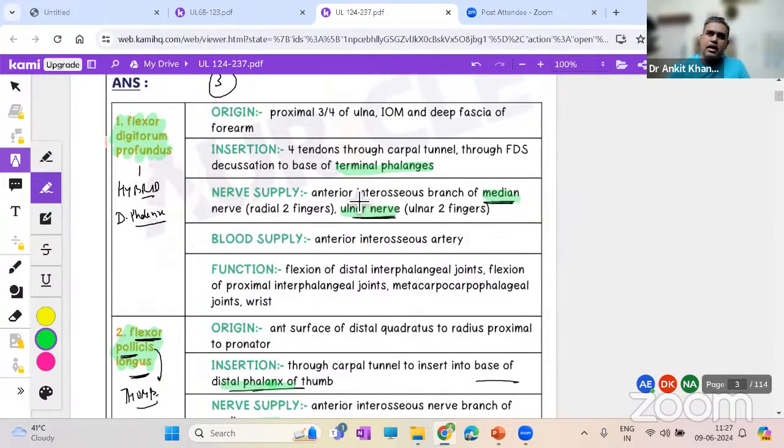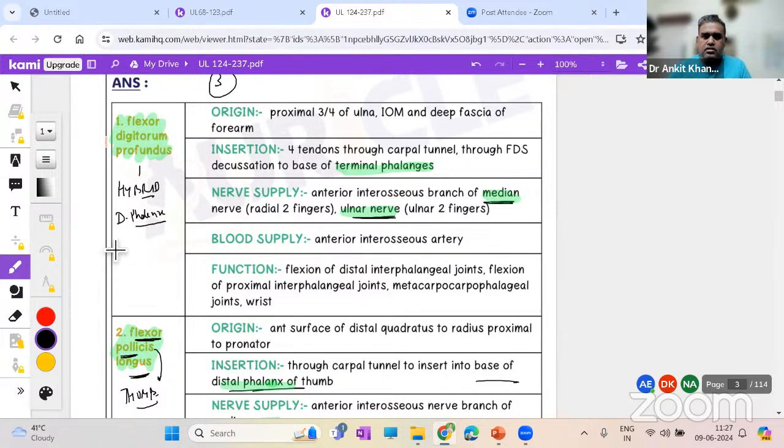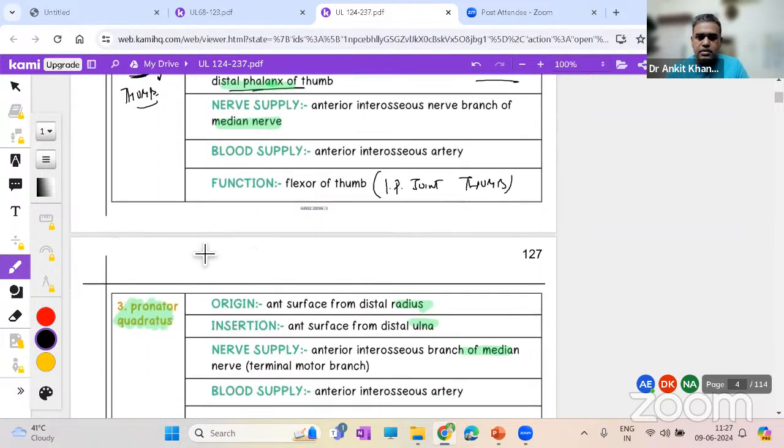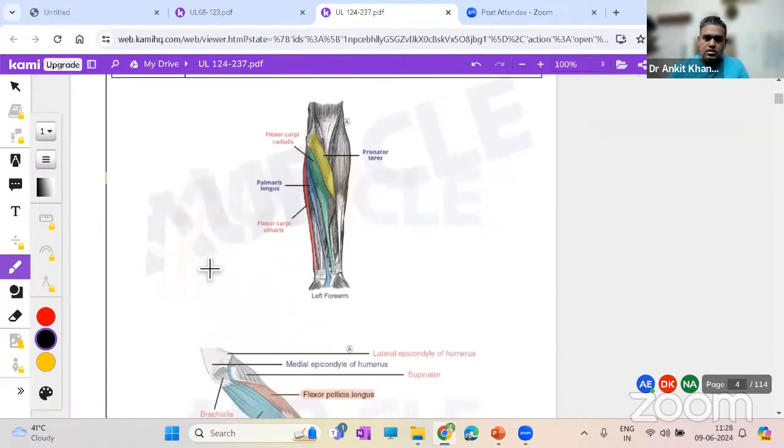So ulnar nerve is supplying, to be more precise, 1.5 muscles. How many muscles is ulnar nerve supplying in the front of forearm? It is 1.5. When we say one, we mean the full FCU, and half means the medial half of FDP. It is supplying 1.5 muscles out of 8 muscles. Therefore, we know that the main contributor for the front of forearm nerve supply is median. Okay, so this is how you can answer.